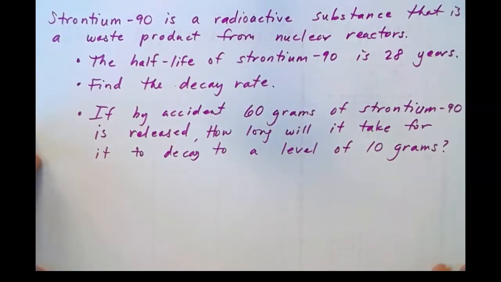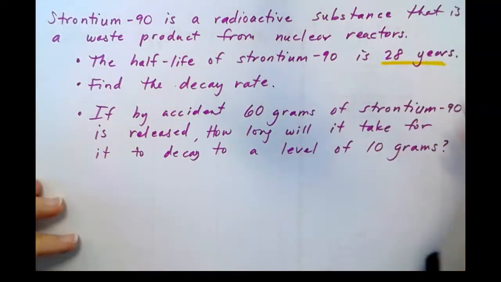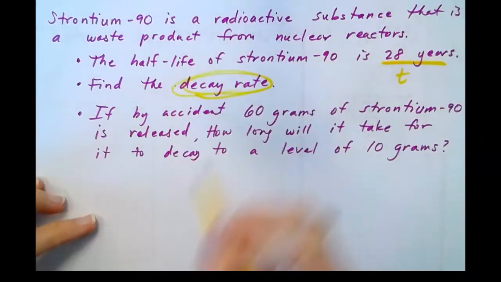So back by popular demand is a half-life problem. Strontium-90 is a radioactive substance that is a waste product from nuclear reactors. The half-life of strontium-90 is 28 years. Find the decay rate. So we're given the time that it takes for half of a substance to decay away. We need to find the decay rate.